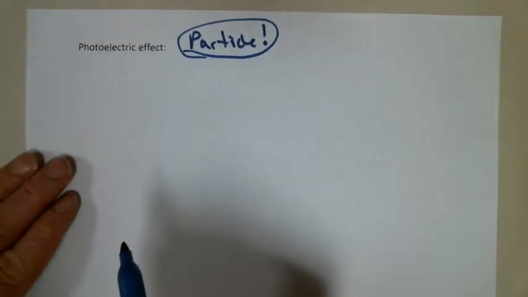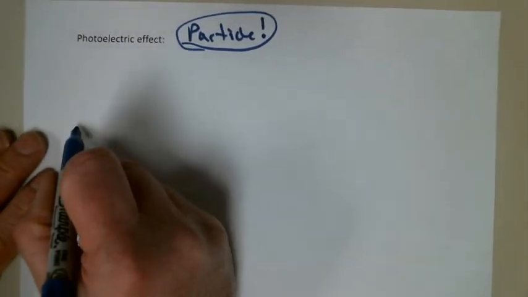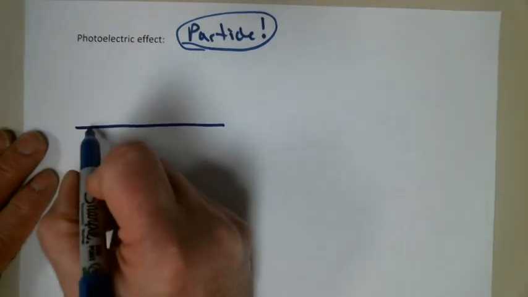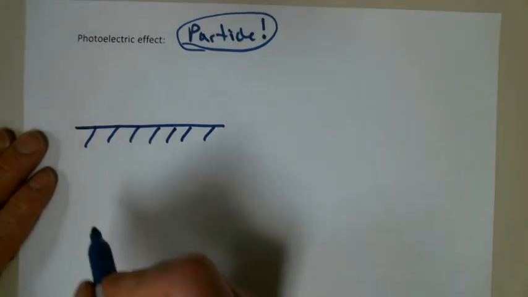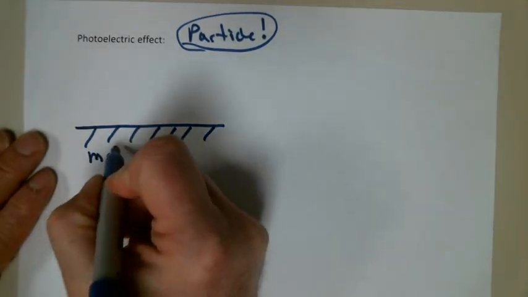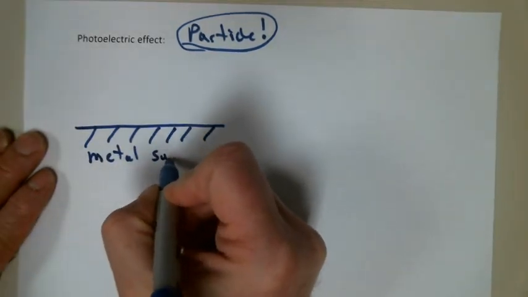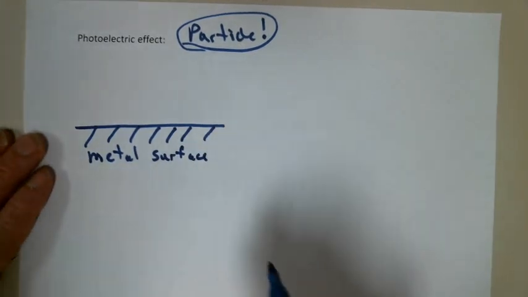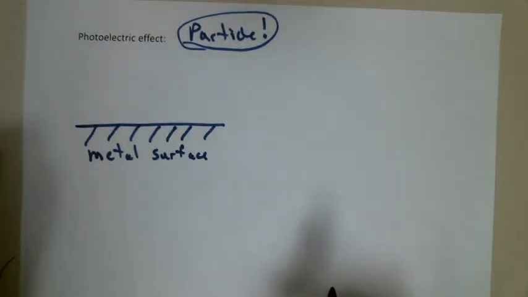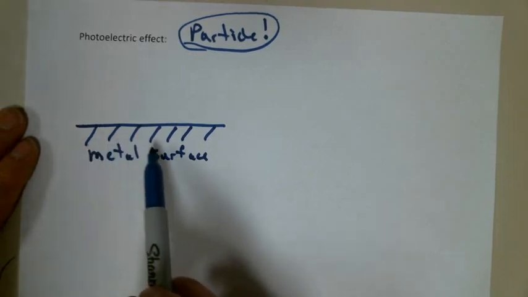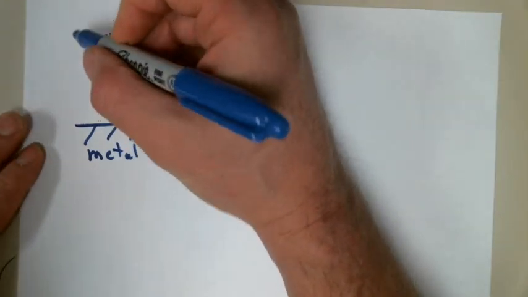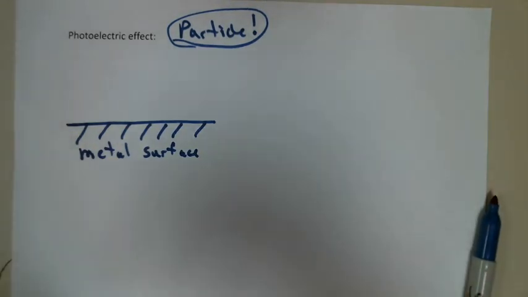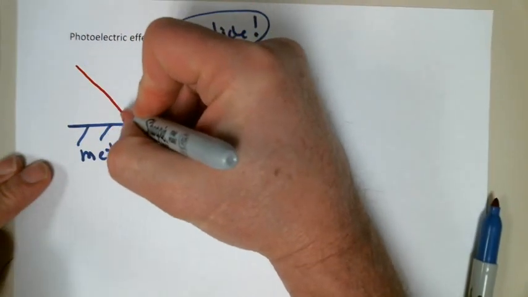So here's the photoelectric effect experiment. I've got a metal surface here that will represent that way. So I'll just write metal surface. So the metal surface is an electrode. We're going to connect a voltage to it. But on that metal surface then, we're going to shine some light. And so the light's going to come in. We'll make it red light.